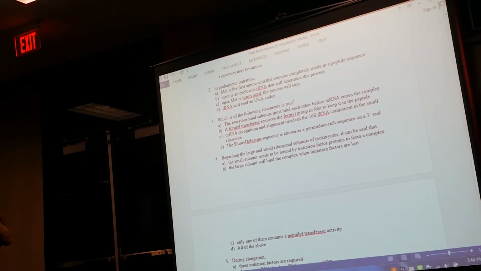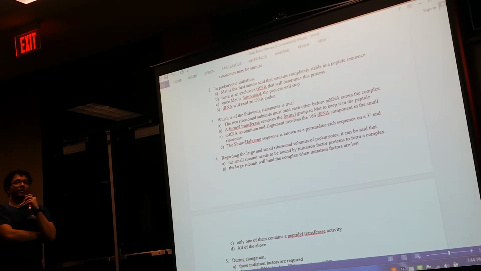In prokaryotic initiation, the thymine is the first amino acid that remains completely stable in a peptide sequence. That is false. I don't think he'll ask you something like that, so if you're studying it, you can erase that one. In prokaryotic initiation, there is an exclusive tRNA that will determine this process. I don't know what that's saying. So, remember that there is one tRNA that binds to methionine, but then something else comes and edits that methionine.